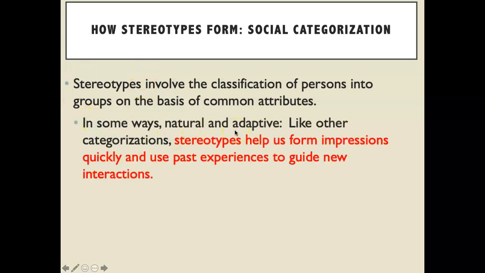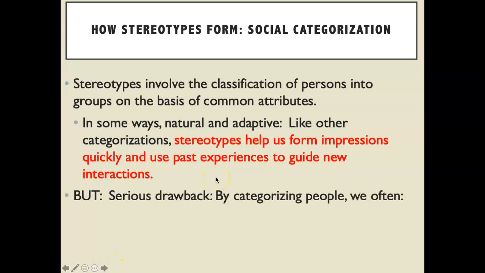In some ways, forming stereotypes is a very natural and adaptive thing. It's a very human thing to do, because it's basically a form of forming categorizations. We categorize, and that helps us. We don't have to rethink the wheel every time we see a wheel. We know what a wheel is and we can identify it, just to turn a phrase a little further. So stereotypes help us form impressions quickly and use past experiences to guide our new interactions. If we've made these categorizations, we can then rely on the categorization in terms of making a quick and dirty, if you will, impression of an individual who basically fits that category.